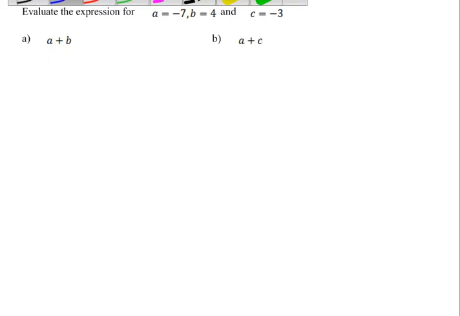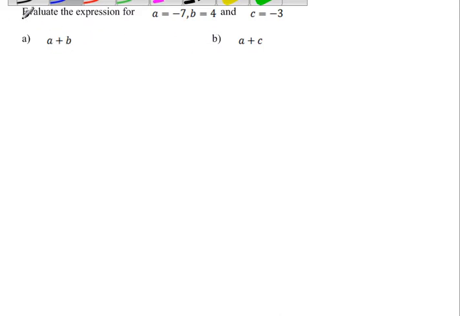Evaluate the expression for a equals -7, b equals 4, and c equals -3. And we're given two expressions that we want to evaluate, so we're going to have to do two separate problems here. The first problem is a plus b.